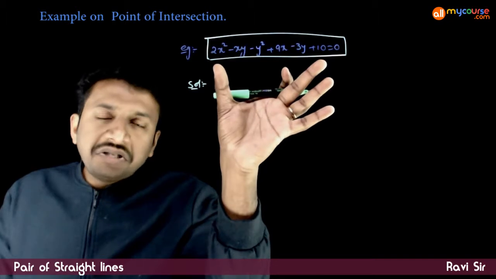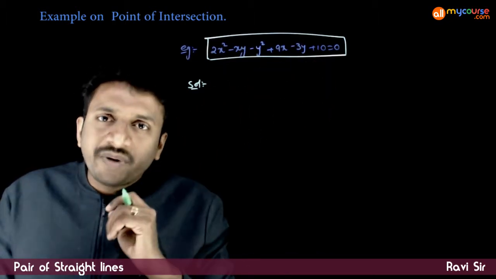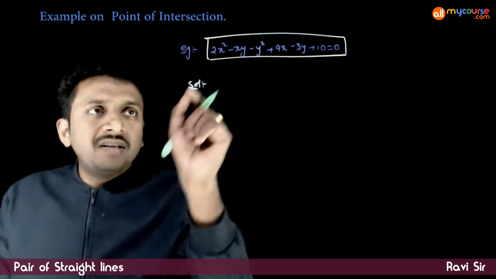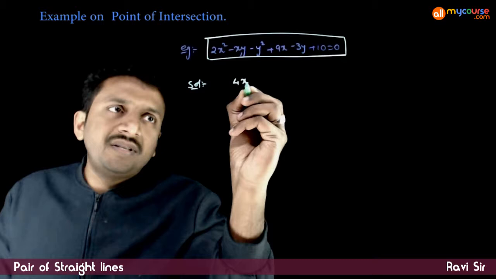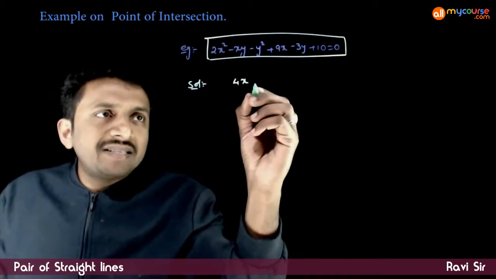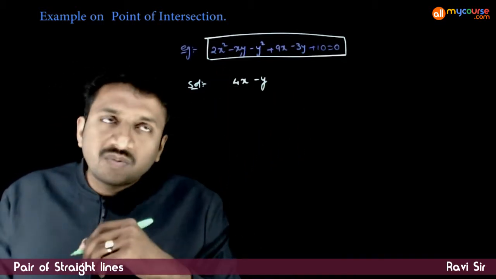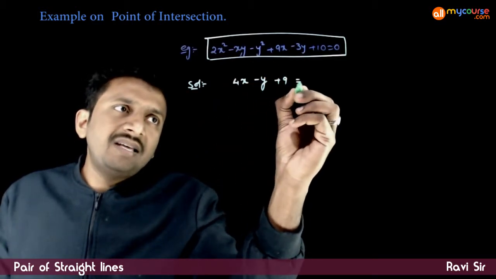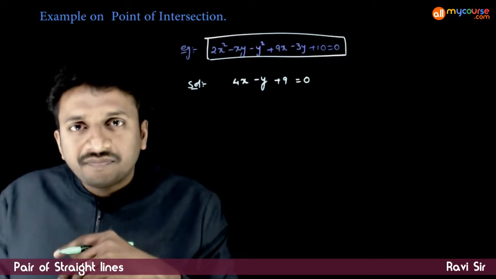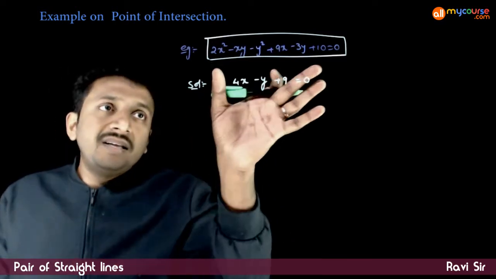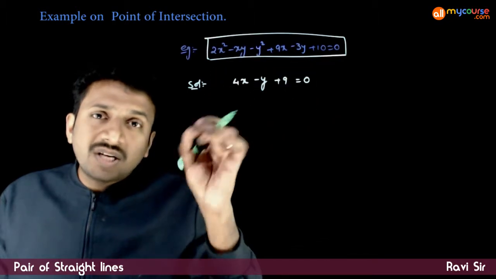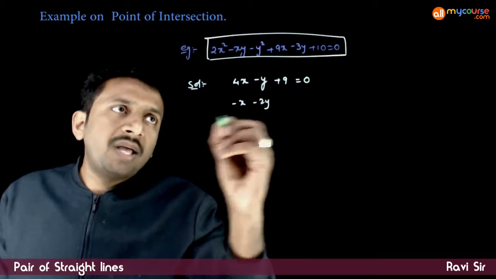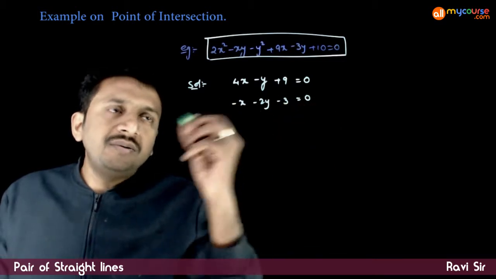First, differentiate this expression partially with respect to x. That is, take y as a constant. So 2x² differentiation becomes 4x, -xy's differentiation becomes -y. This differentiation becomes 0, plus 9 is equal to 0. And let us partially differentiate this with respect to y now. So you get -x - 2y - 3 = 0.